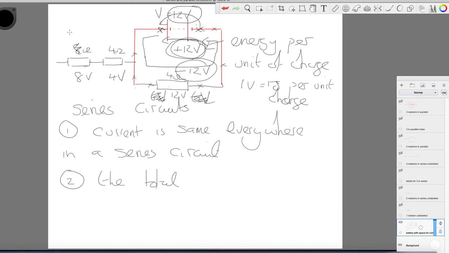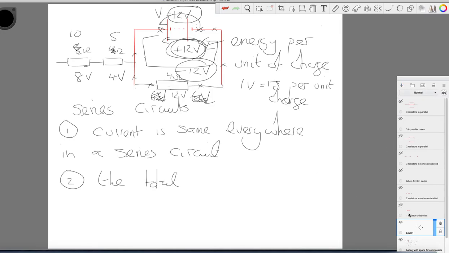If I made that 10 and 5, the same thing would happen. That's twice as difficult as that, and so twice the amount of voltage is dropped across this one compared to that one. So that's a series circuit. Let's then look at parallel circuits.